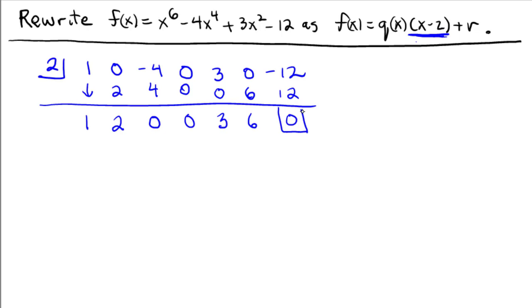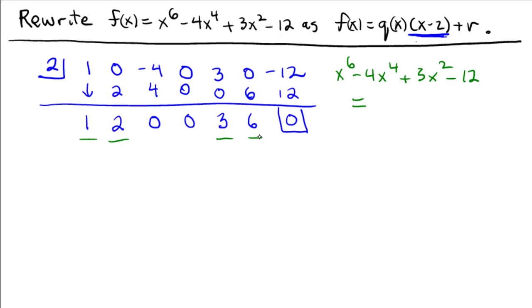So that means that there was no remainder. That means our remainder is 0. Awesome. Okay, so that means that when we want to rewrite our polynomial, let's put this one in green, we can now rewrite our original polynomial, which was x to the sixth minus 4x to the fourth plus 3x squared minus 12. We can rewrite this as the quotient coming from these pieces.